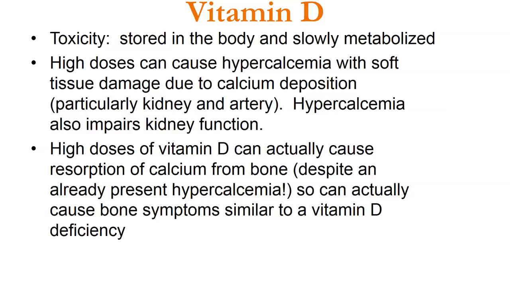What happens in a normal situation is if calcium starts to get low, you make vitamin D, that increases the serum level of calcium. So you might guess, okay, well, if I get too much vitamin D, then I'm going to get a hypercalcemia. That hypercalcemia starts damaging soft tissue. So you can get kidney damage, you can get artery damage. So you actually end up causing a kidney disease with too much vitamin D.